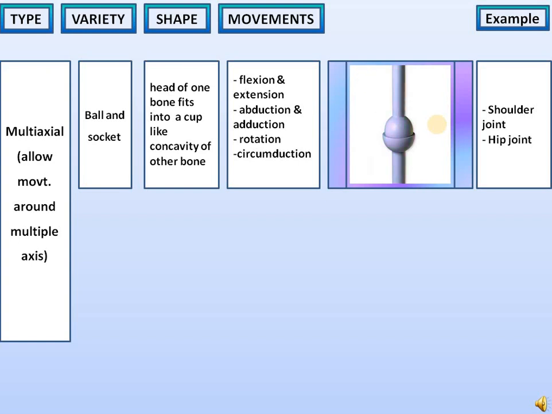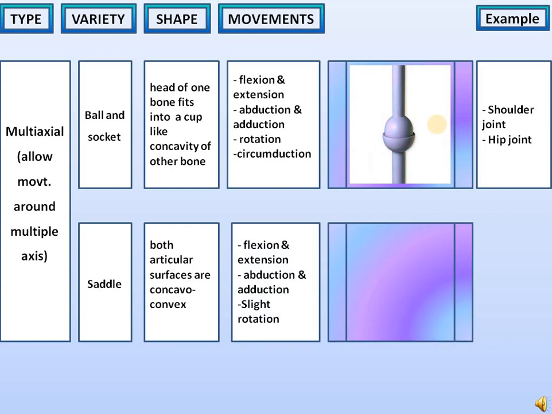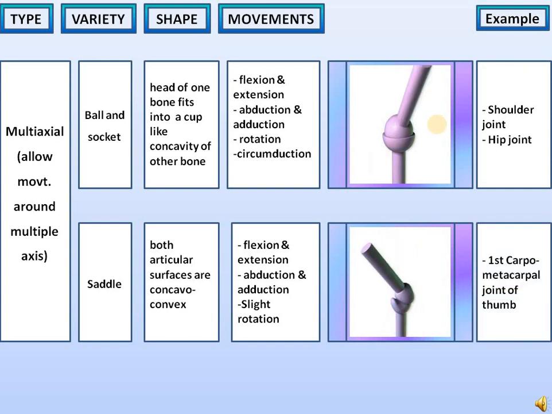Then the second variety is the saddle variety of the multiaxial synovial joint. Here both articulating surfaces are concavo-convex. The movements available are flexion, extension, adduction, abduction, and slight rotation. The example of this kind of joint is the first CMC of the thumb, that means the first carpometacarpal joint of the thumb.